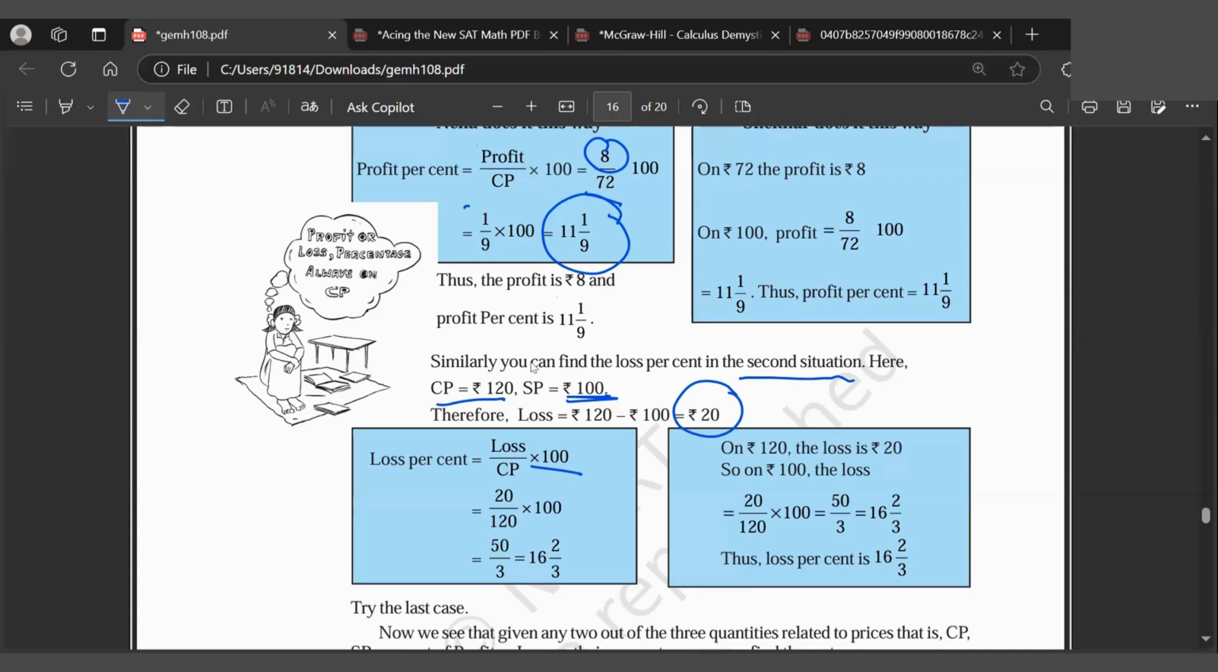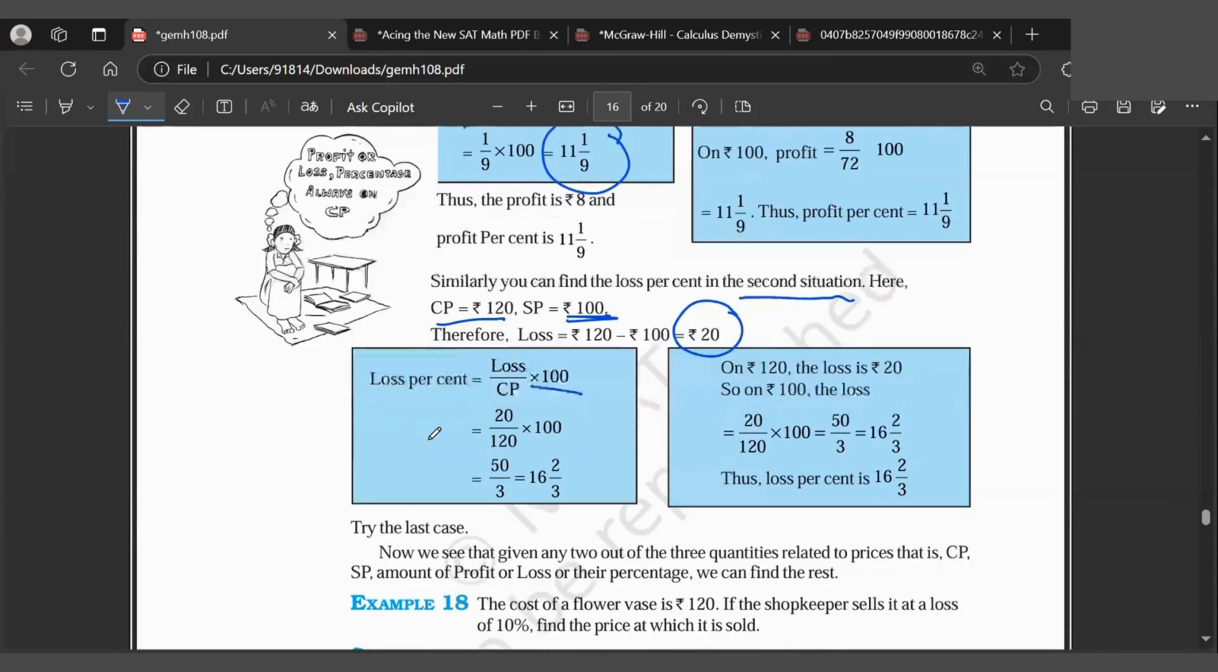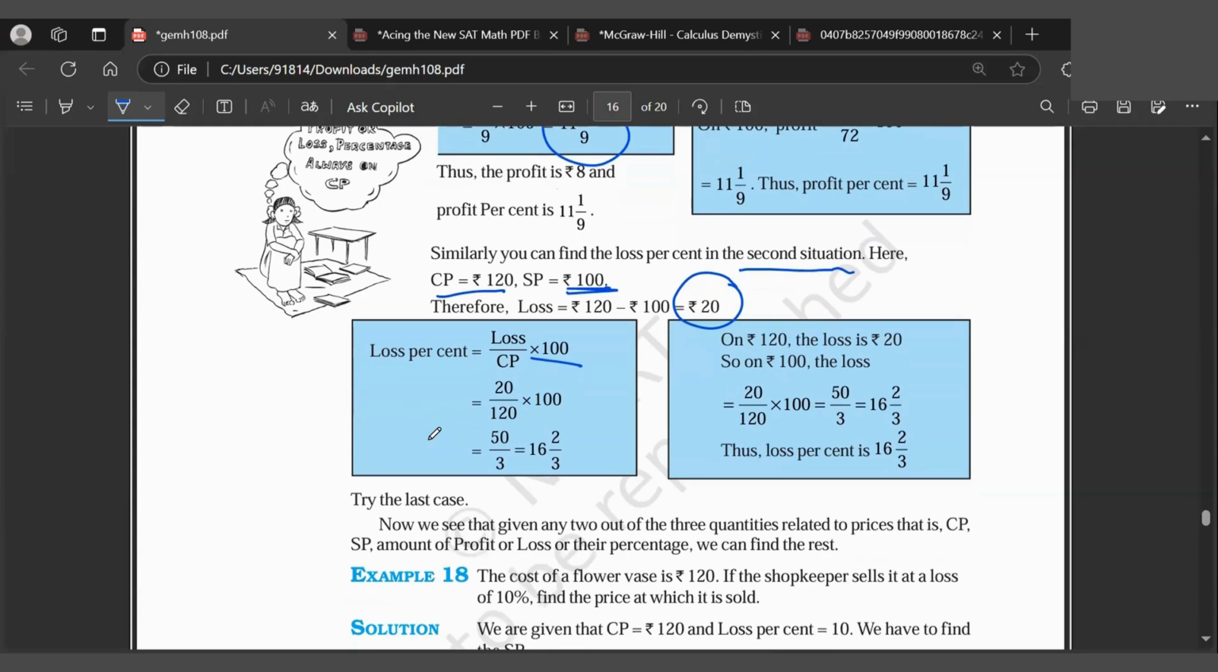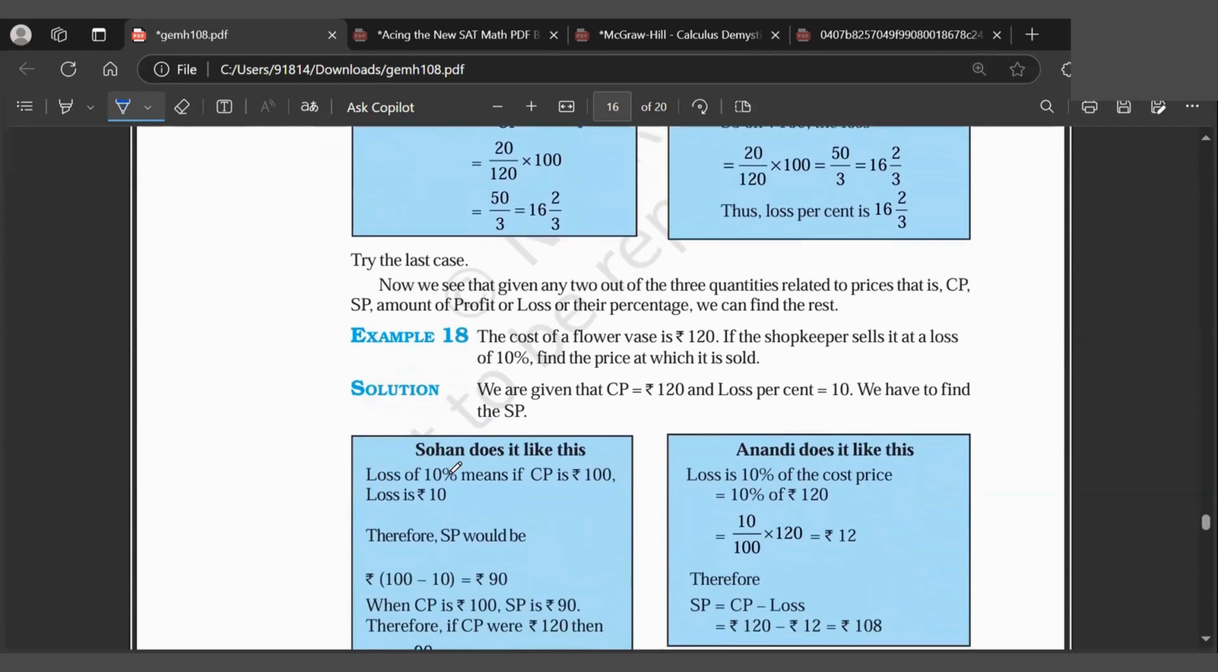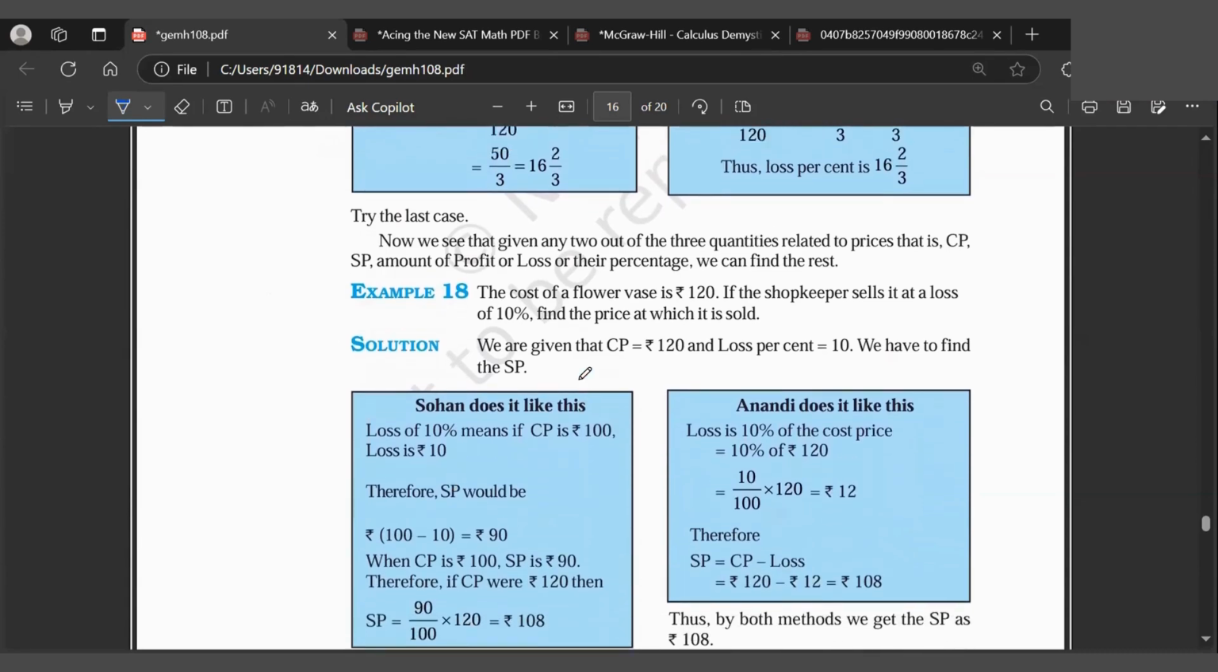So loss percentage is clear now. Any doubts up till here? Yes, ma'am. There is no doubt. Okay, so let us solve example 18.